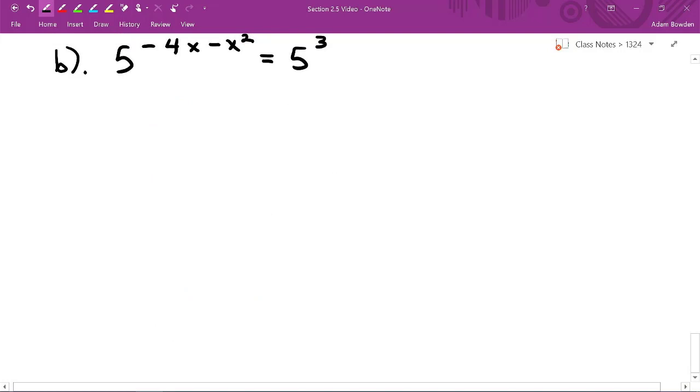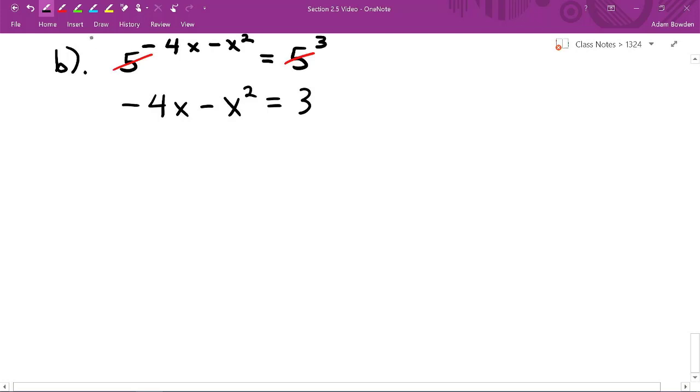Next one we're going to take a look at is 5 raised to the negative 4x minus x squared equals 5 raised to the third power. Like the last one, we have the same base on both sides. We can just essentially go ahead and get rid of those bases, cross them out, and write negative 4x minus x squared is equal to 3.